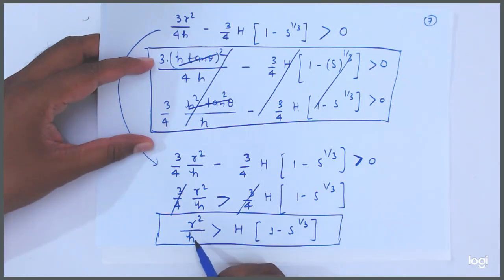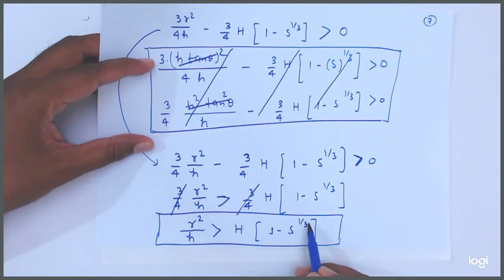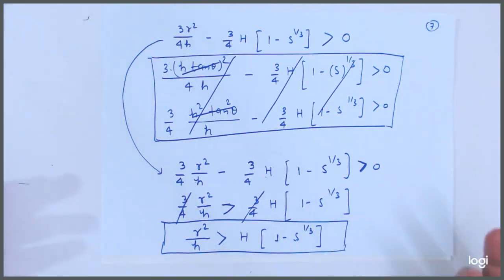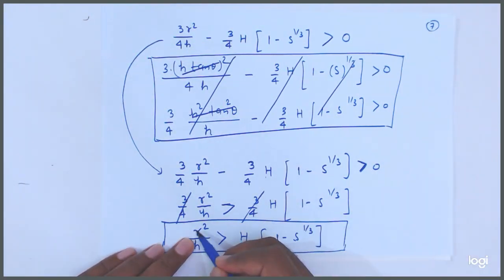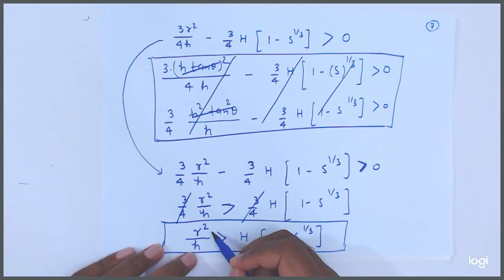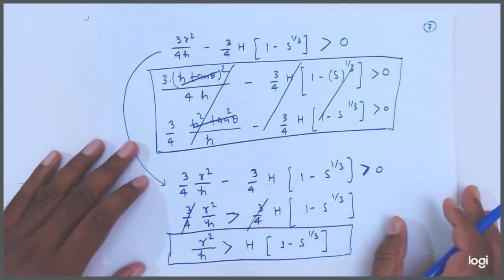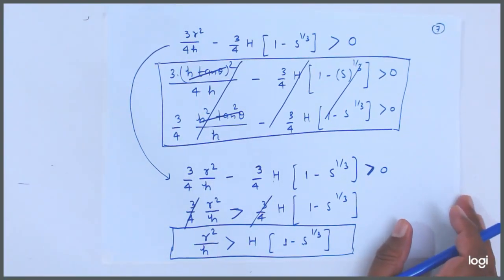So small r square upon small h should be greater than capital H, 1 minus h to the power 1 by 3. Then what will we do next? This r square value we have to find in terms of capital D. Then we will put it here. How will we put it here, friends?